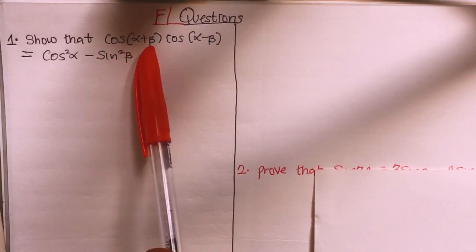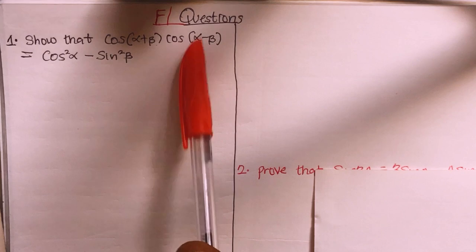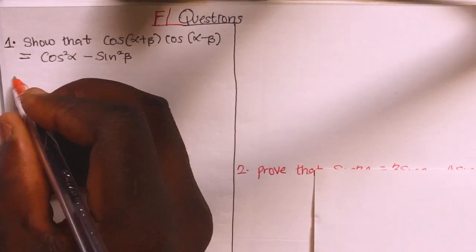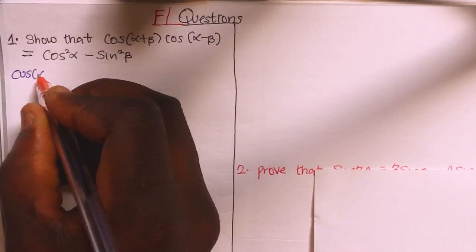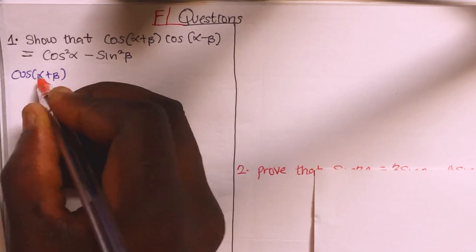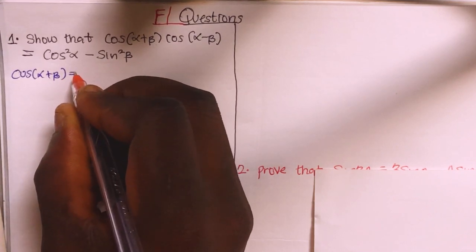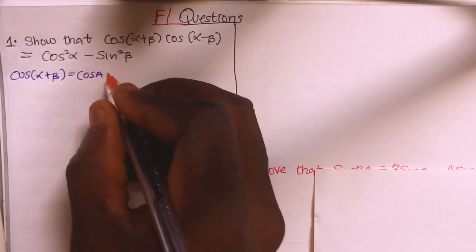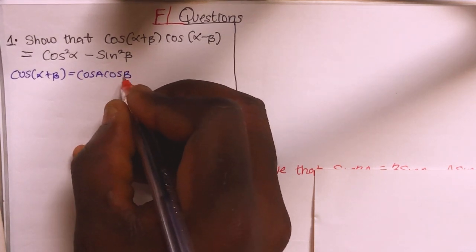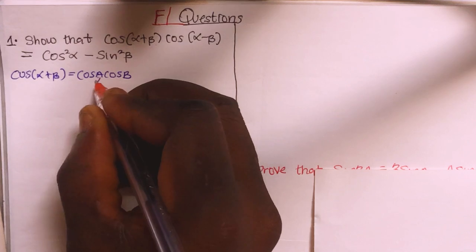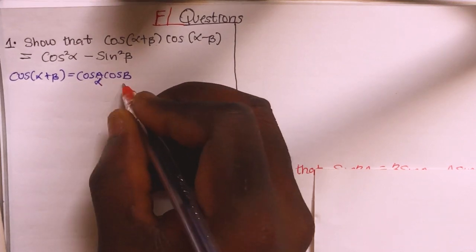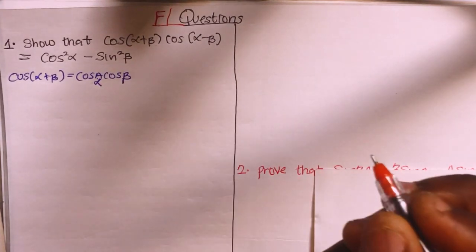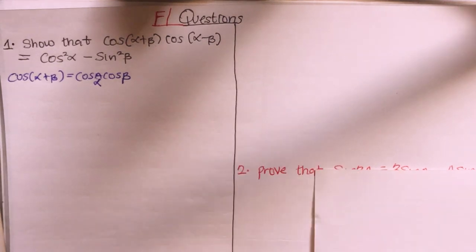Cos(alpha plus beta) cos(alpha minus beta). I can recall my identity for cos(alpha plus beta). If I have cos(A plus B), it is the same thing as writing cos A cos B, which in this case changes to cos alpha cos beta.